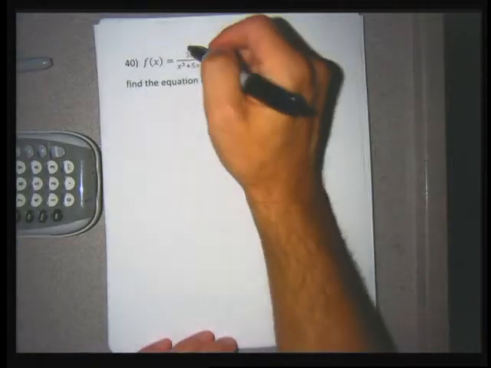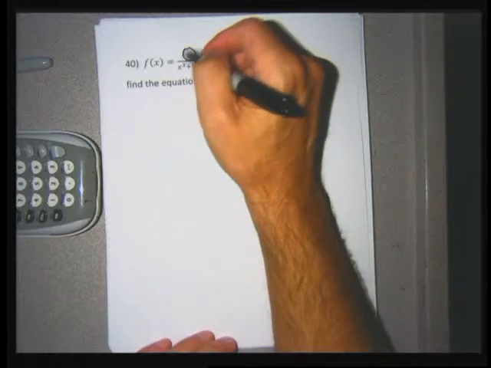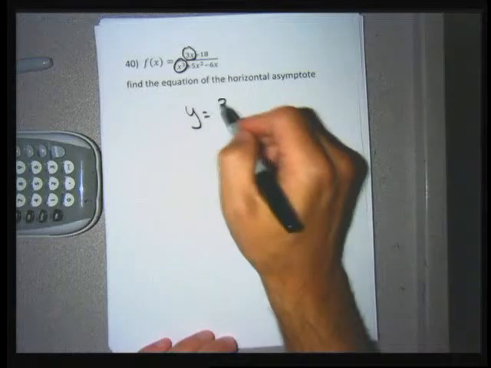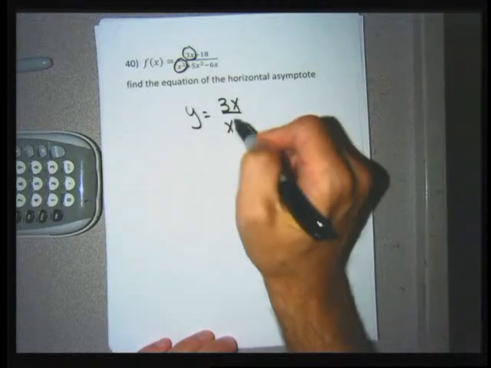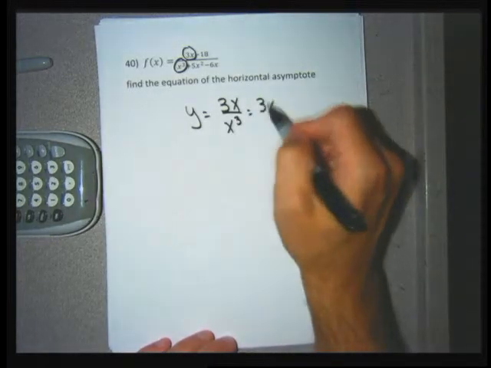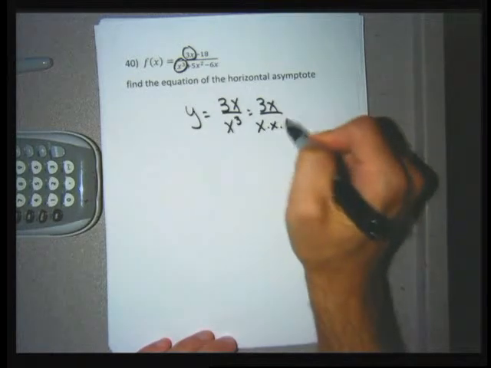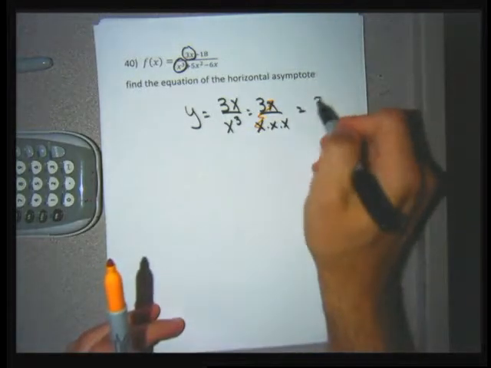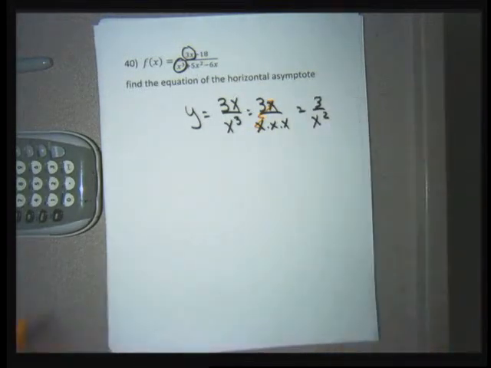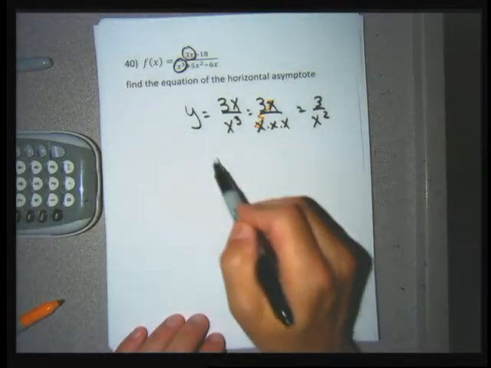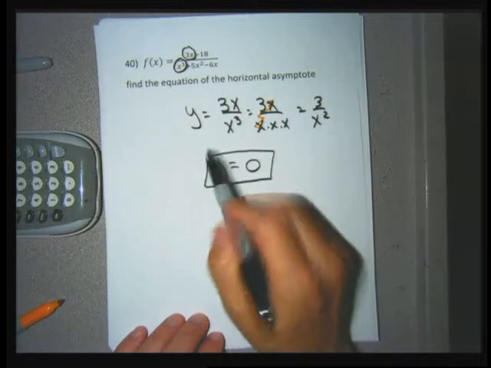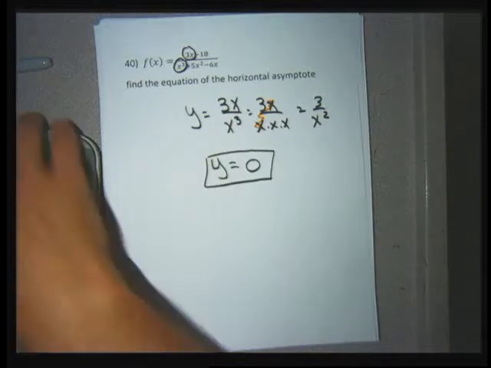For 40, I'm taking the highest powered x term in the numerator and the highest powered x term in the denominator. I'm going y equals 3x over x cubed. If I need to, this is 3x over x times x times x. Only one of the x's is going to cancel. I'm going to be left with 3 over x squared. When you're finding a horizontal asymptote, if the algebra leaves you a 0 and an x in the denominator, then the equation y equals 0, or the x-axis, is that horizontal asymptote.